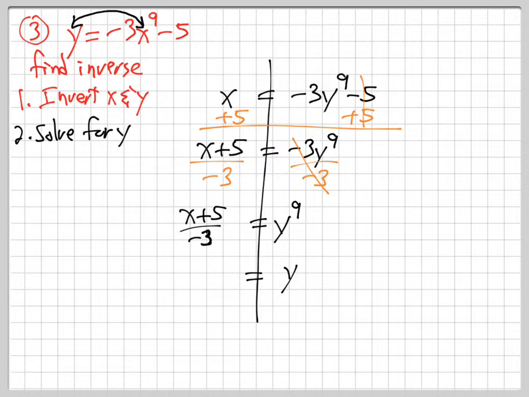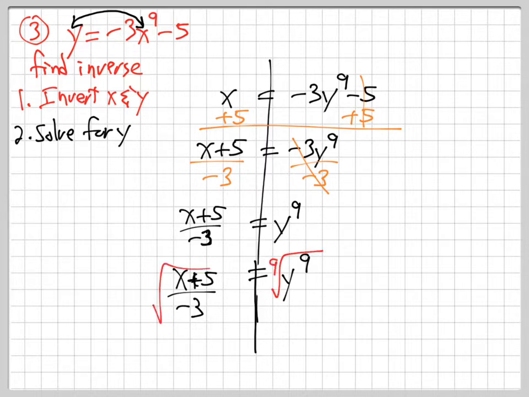Now, how do we get rid of that 9th power that's on that y? So what's the opposite of a power? A root, right? That's kind of the moral of the story in this section, that roots and powers are opposite. So the opposite of a 9th power is a 9th root. Whatever you do to one side, you have no choice but to do the same thing to the other. These cancel. That gets us y alone. It's the 9th root. That 9's in the hook. 9th root of x plus 5 over minus 3.